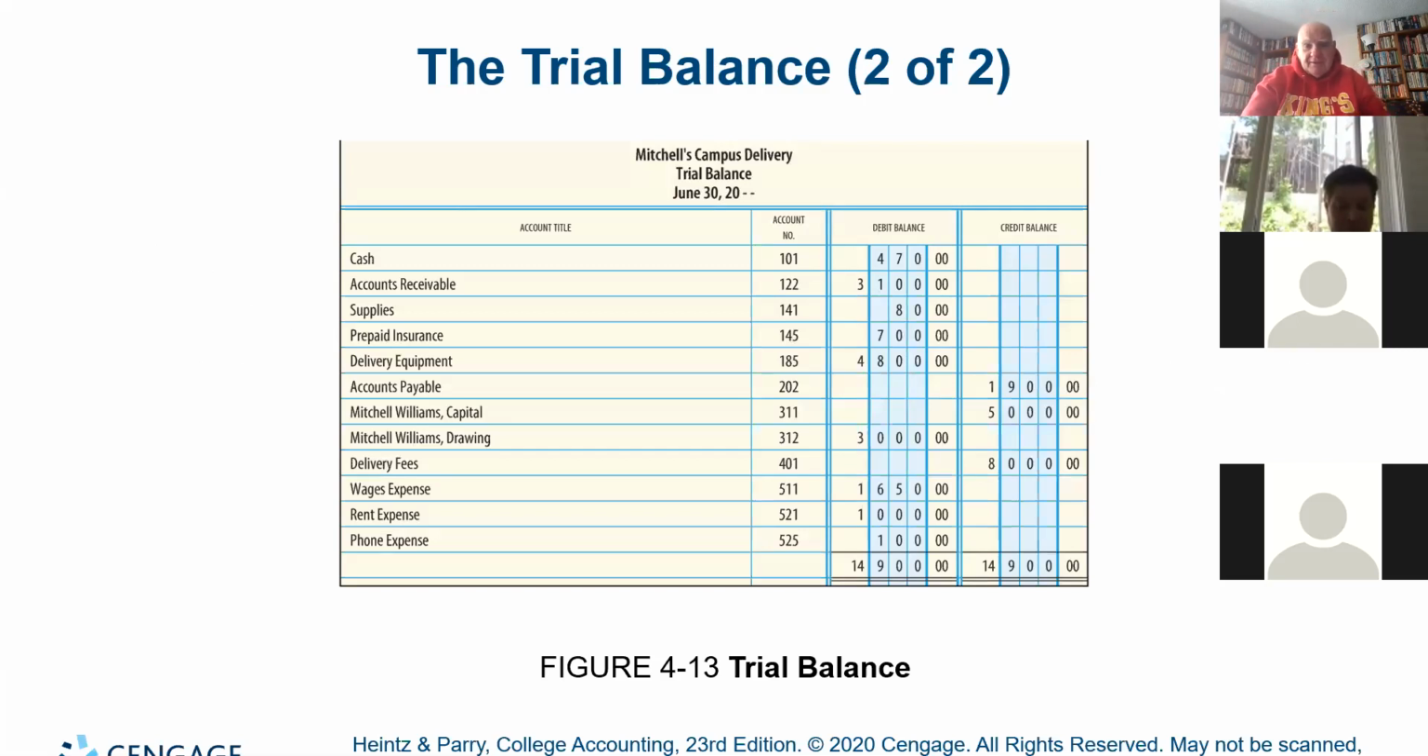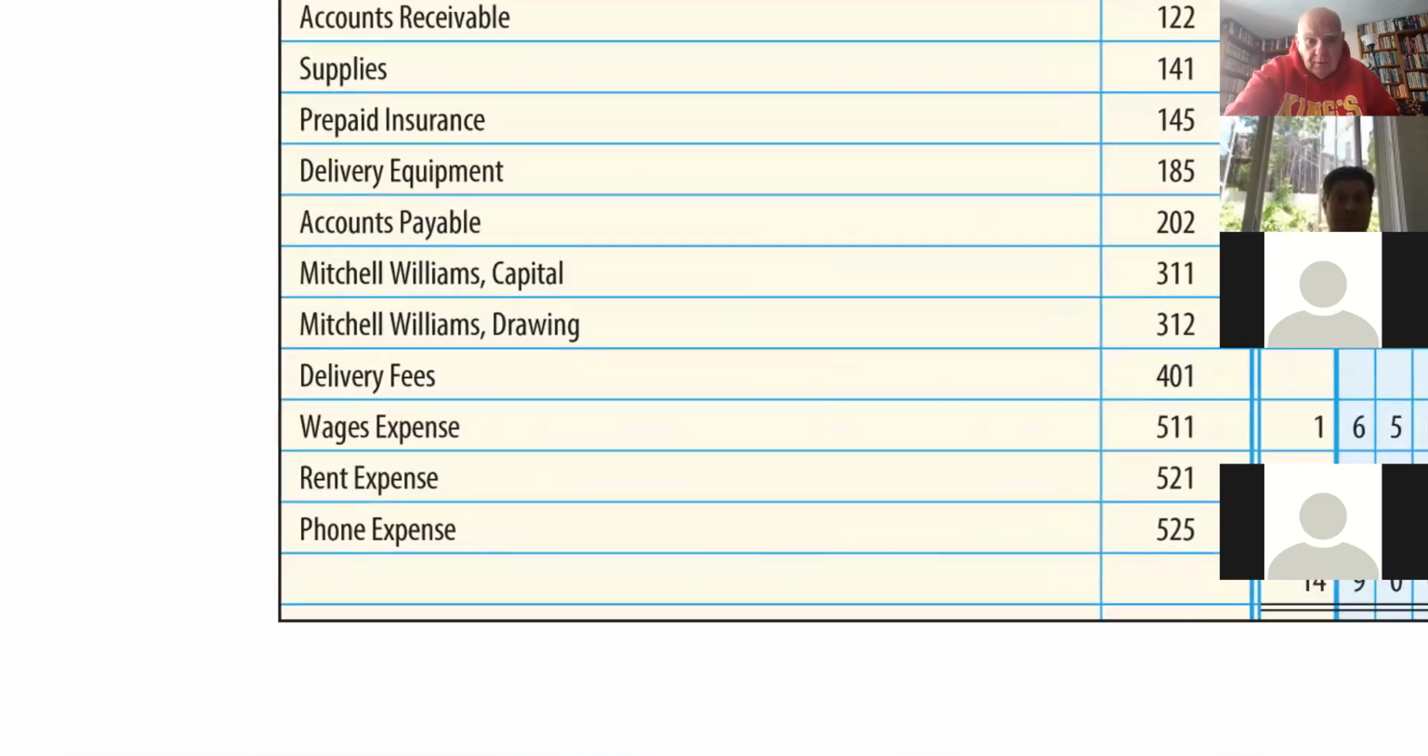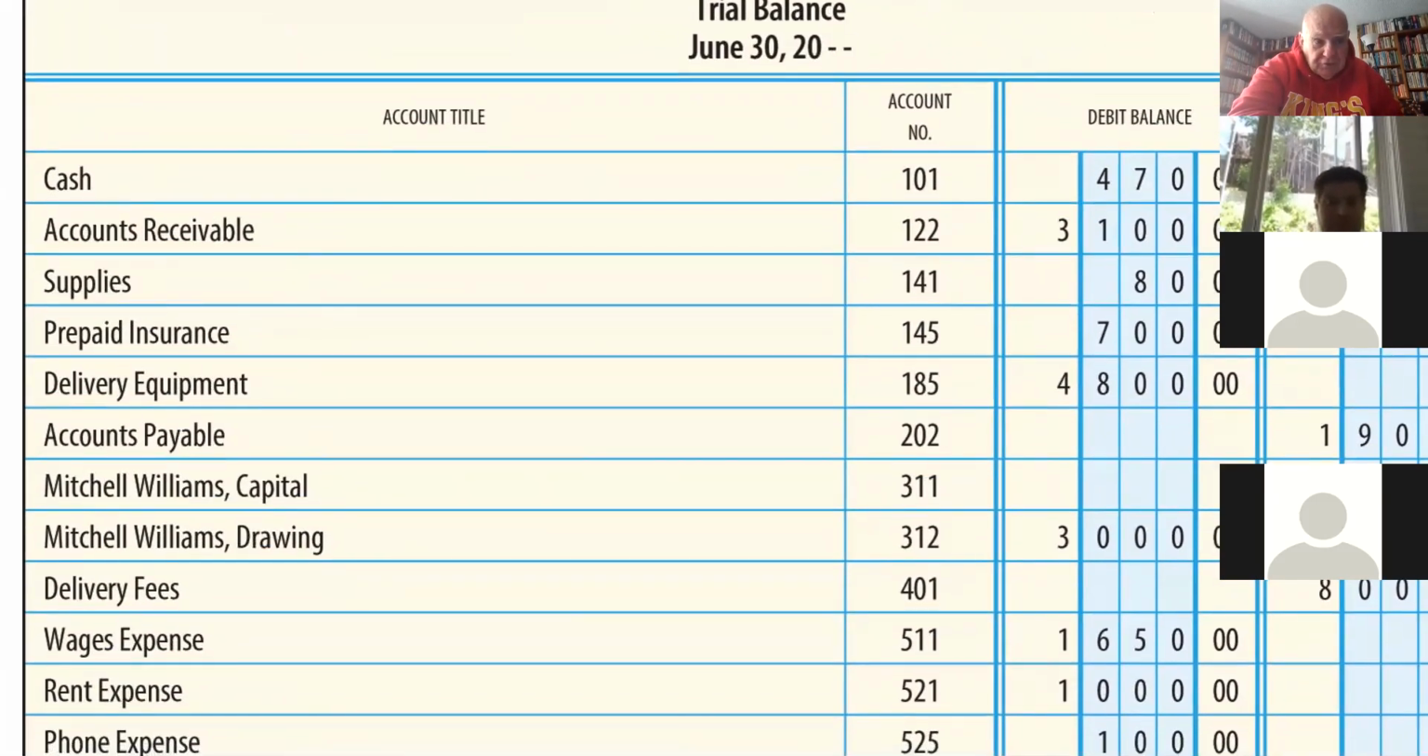And here's our trial balance. We saw this in chapter 3. We're getting these numbers exactly from the journal entries that were posted. We're pulling them right off the general ledger. So as you can see here, we list the accounts beginning with cash, 101, whatever. Here are the account numbers here, 101, 122, 141.